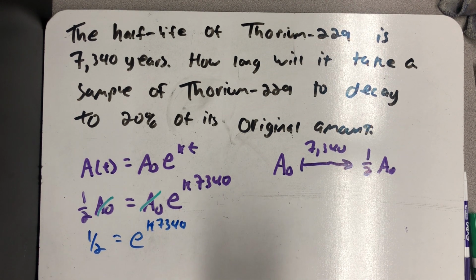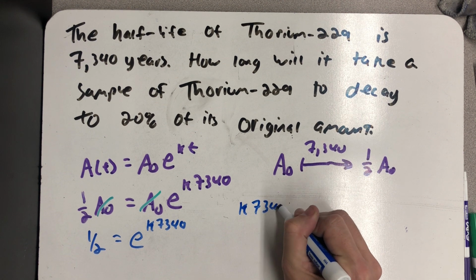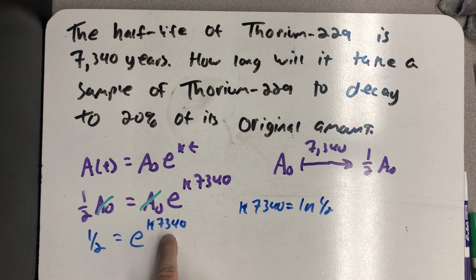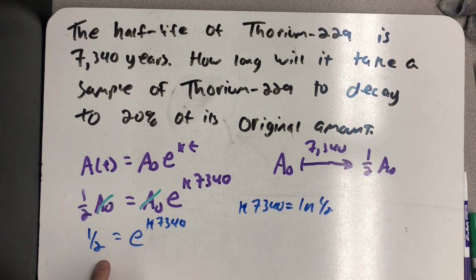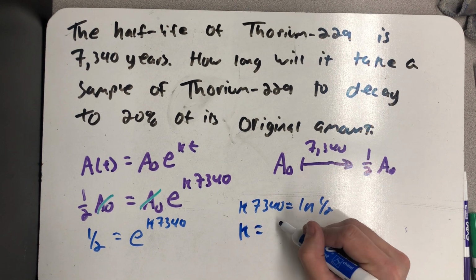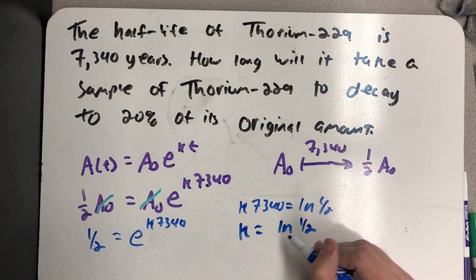I'm going to imagine rewriting this as a logarithm. So k times 7,340 is equal to the natural log of 1/2. The exponent is equal to the log of the base of the other side. Dividing by 7,340, I find the value of k.